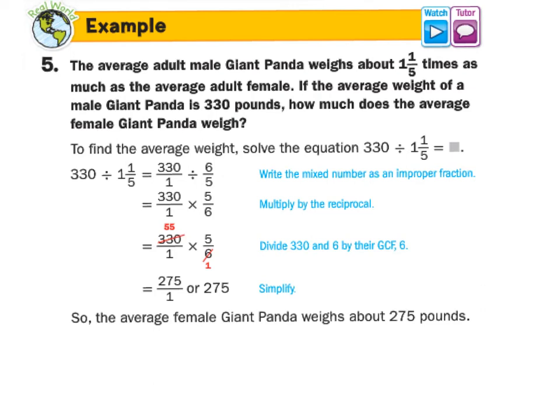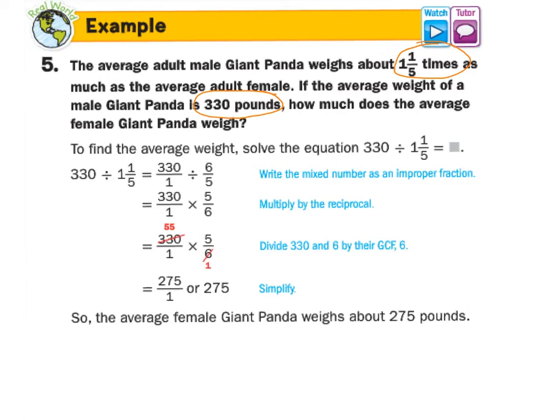So let's take a look at a story problem. Here we have an adult average. The average adult male giant panda weighs about 1.5 times as much as the average female. If the average weight of a male is 330 pounds, how much does the average giant panda weigh?